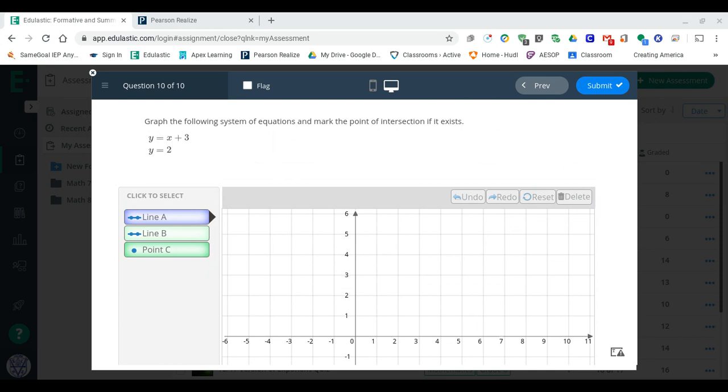I'm going to go ahead and skip questions 8 and 9, and we'll go to question 10. They're all the same, so I'll just go over one of them and you work it out yourself. Looking at question 10: graph the following system of equations and mark the point of intersection if it exists. I'm not giving you the fact that it's going to intersect.